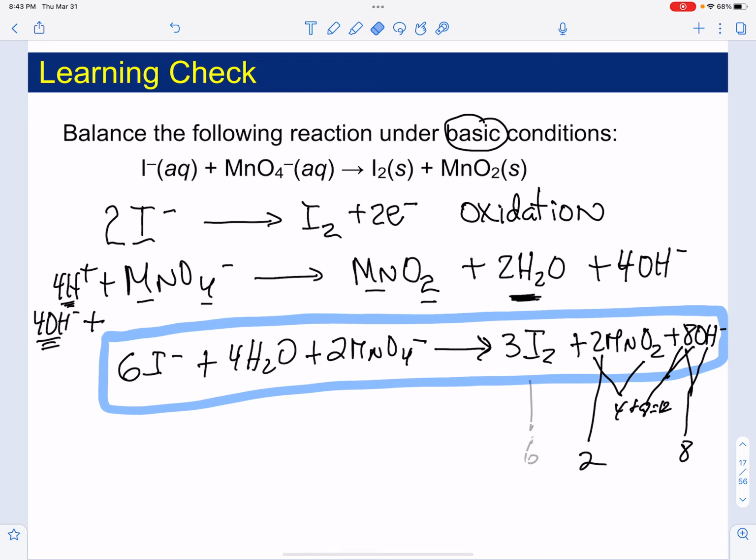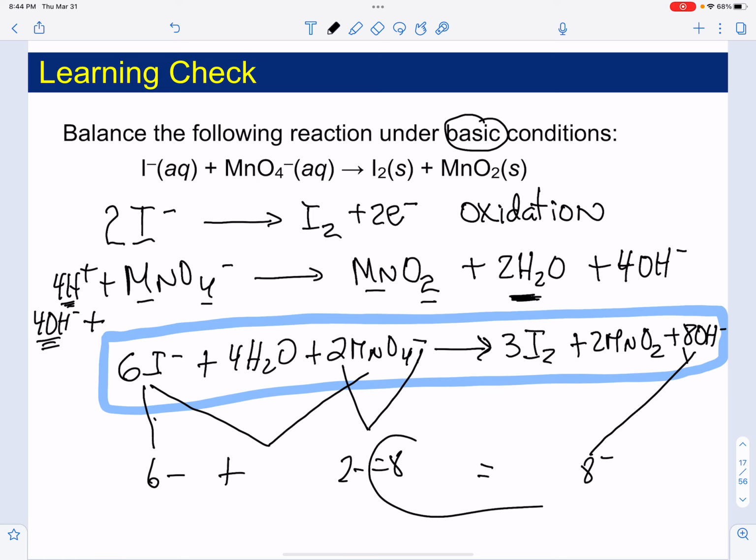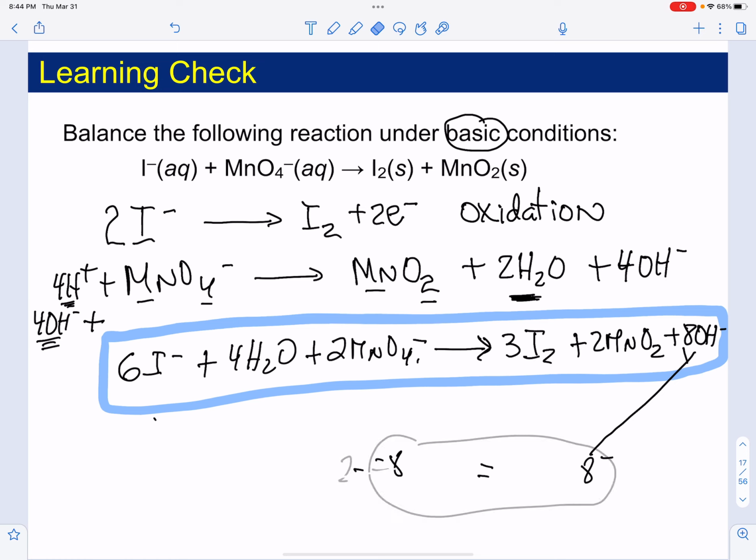We clear the screen a little bit. And let's make sure that the charges are balanced also. The whole left side is going to be 6 negative plus 2 negative, which is 8. The whole right side is going to be just 8 negative. So it's balanced charge-wise. So that's my balanced equation in a basic environment.